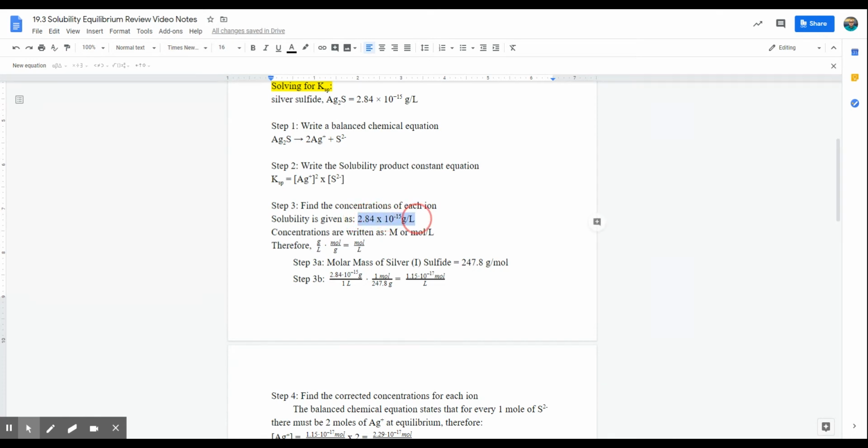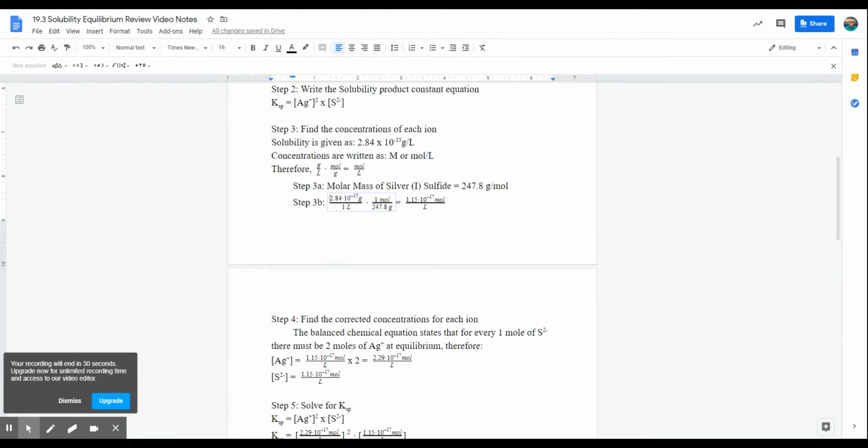So if we know that the solubility is this, here's how I set it up. Concentrations are written as molarity. Molarity is moles per liter. So you will write down the solubility, which is grams per liter, multiply that by the inverse of the molar mass. So that is moles per gram, not grams per mole. So you invert it, and then you will get moles per liter, which is molarity. So step 1A, go ahead and find the molar mass of silver 1 sulfide, which comes out to 247.8 grams per mole. Then you plug the numbers in.